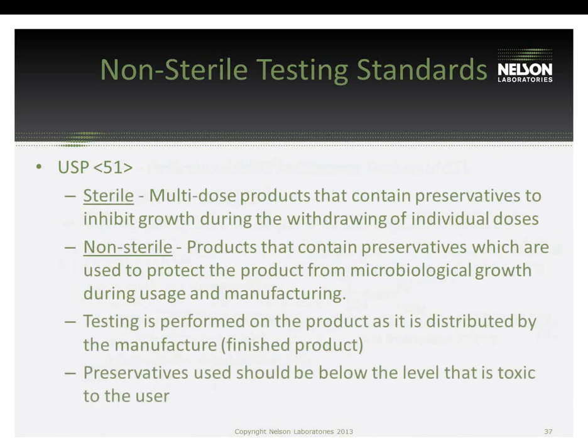For sterile products that are multi-dose, these contain preservatives that inhibit growth during withdrawal for individual doses. So if you get a shot, you have the vial with the rubber stopper that the syringe is going in and out. The preservatives are making sure that that is sterile each time. For non-sterile products, preservatives are used to help control microbial growth during usage, and also manufacturing.